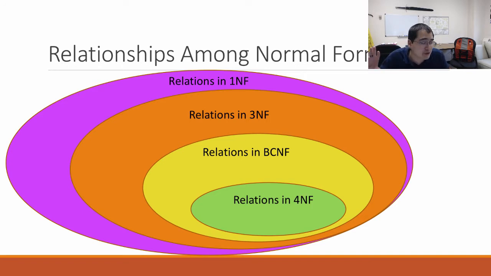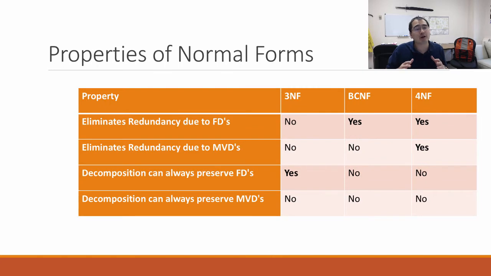All right, so a way to kind of draw this up is to say, okay, what are the properties? What are the things that you care about for each type of normal form? So which of these normal forms reduce redundancy due to functional dependencies? Well, Boyce-Codd normal form does that, and fourth normal form does that. Which of these reduce redundancies due to multi-valued dependencies? Well, only fourth normal form does that. Which decomposition always preserves functional dependencies? Well, third normal form does that. And which decomposition always preserves multi-valued dependencies? Actually, I haven't taught you a normal form that does that.